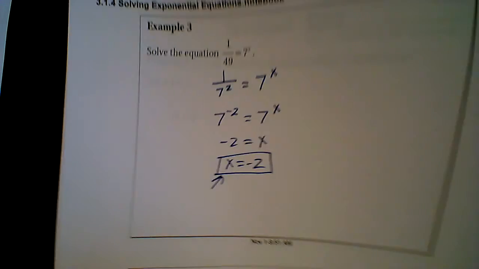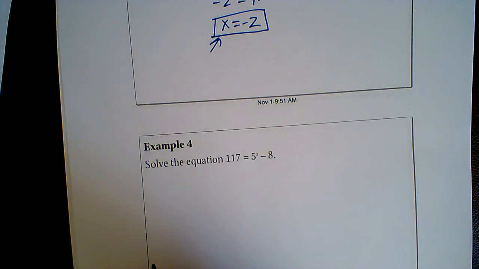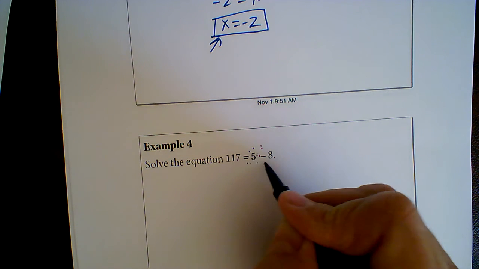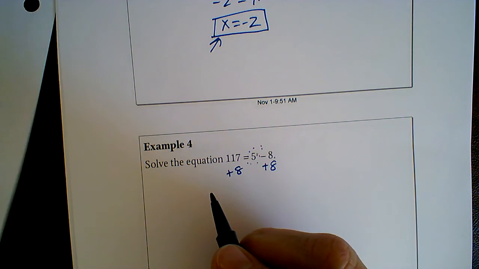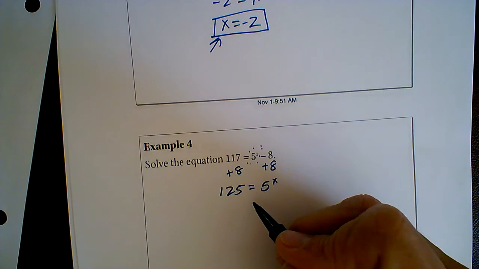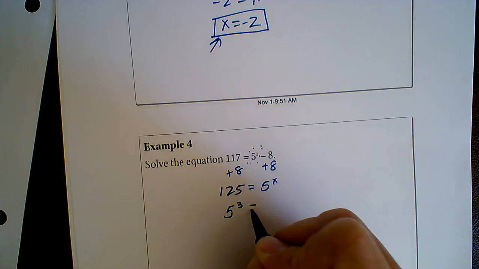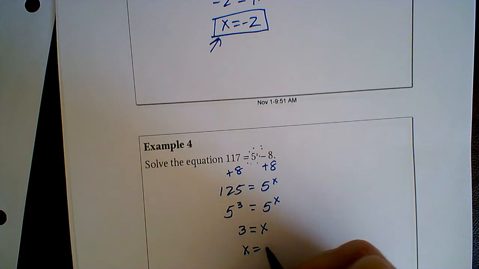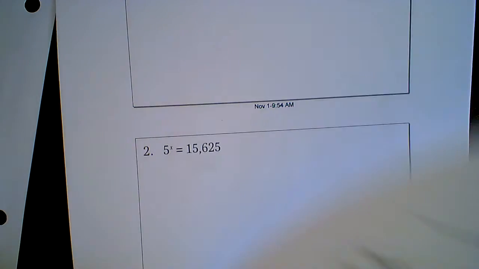All right, and our last example. So solve the equation 117 equals 5 to the x minus 8. Now, I need to get x by itself, so the first thing I need to do is get rid of that negative 8 here. So I'm going to add 8 to both sides, which is going to give me 125 is equal to 5 to the x. Well, I know 5 squared is 25. Multiply that by another 5, that would give me 5 to the third is equal to 5 to the x. Same bases. Set the exponents equal to each other. So x equals 3.